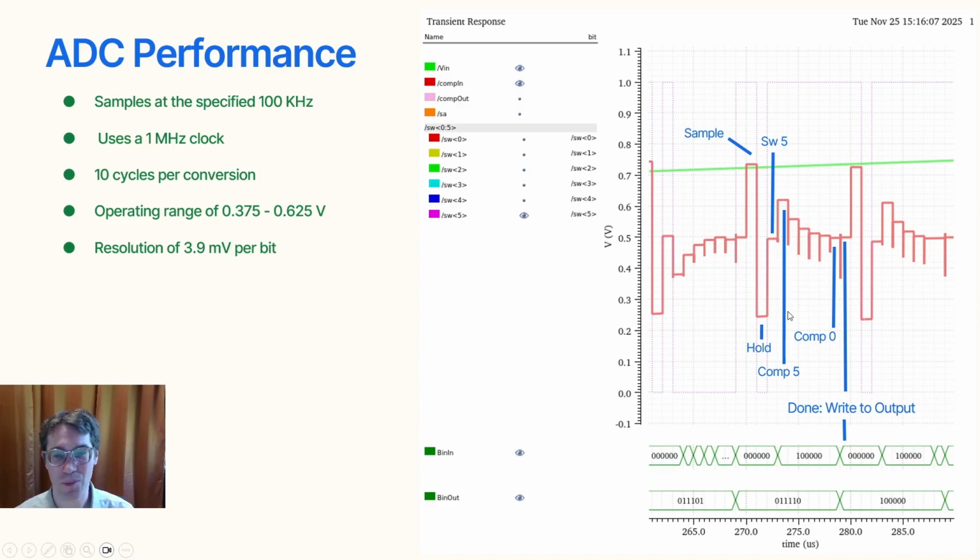So the operating range, I ended up tightening. Instead of being between 0 and 1 volt, we knew that our signal was going to be between 0.375 volts and 0.625. So by tightening the range, we got more resolution per bit. So we achieved a resolution of 3.9 millivolts per bit. We had a lot of difficulty getting it perfectly linear, but that's the name of the analog design game, it seems.